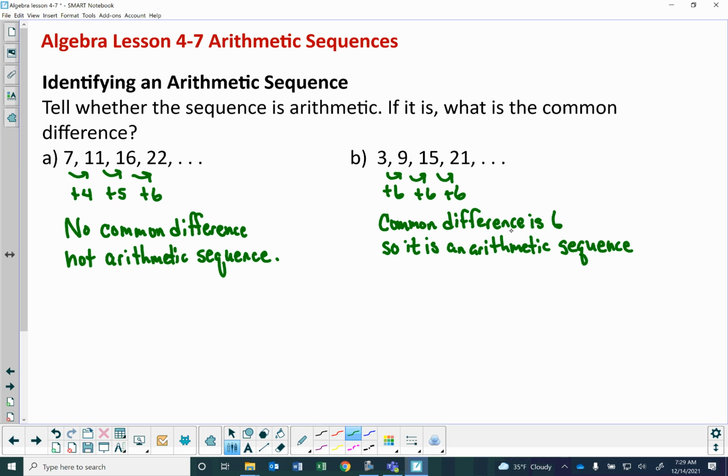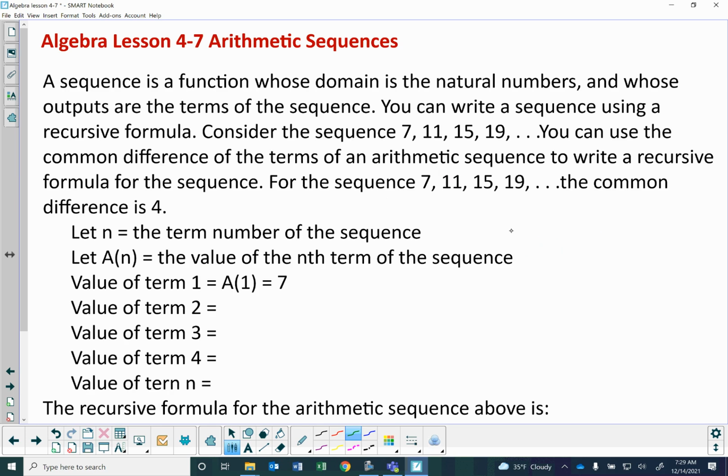Okay. A sequence is a function whose domain is the natural numbers. Those are your counting numbers, 1, 2, 3, 4, 5. And whose outputs are terms of the sequence. You can write a sequence using a recursive formula. Recursive means it keeps recurring over and over and over again. Consider the sequence 7, 11, 15, and 19. You can use the common difference of the terms of the arithmetic sequence to write a recursive formula.